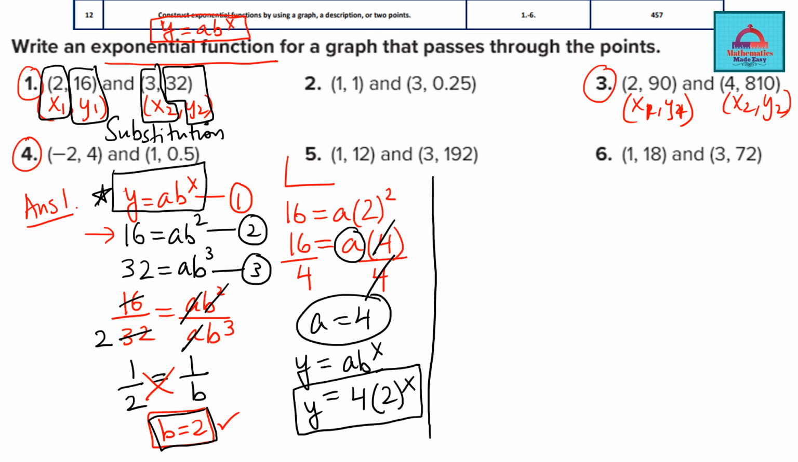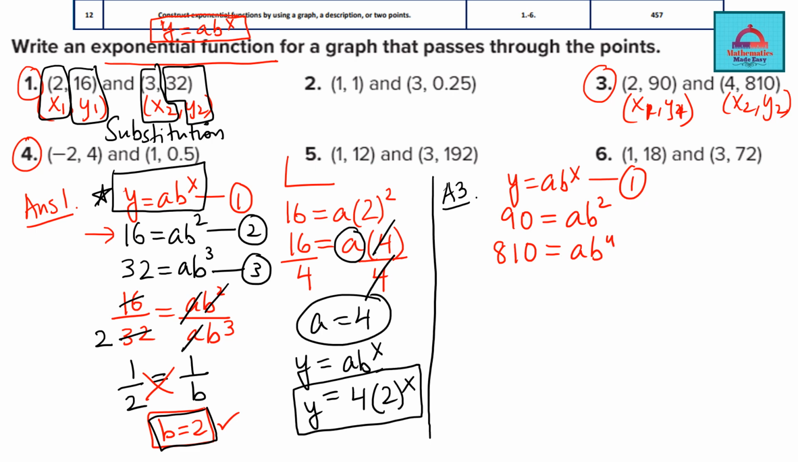As I promised you, let me do answer 3 also. Again, if you observe, I will use the same method and same equation. There is no difference except in the numbers. So this is the first equation. Now I put the values. So 90 is ab to the power 2, and 810 is ab to the power 4. This is the second, this is the third.